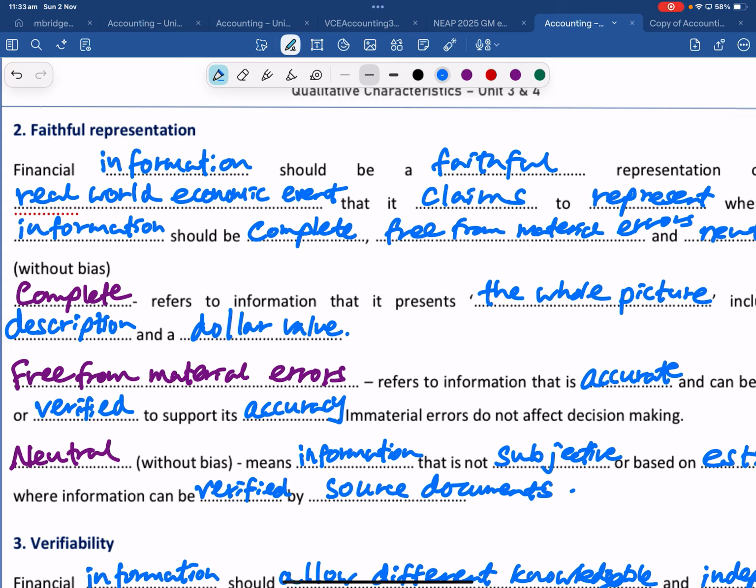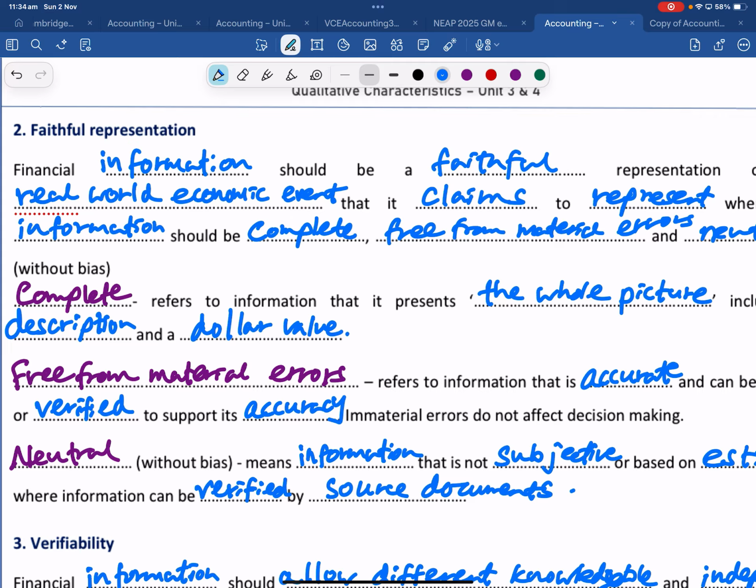What's the second part, guys? Complete. Complete means whatever information we report should have a minimum description and a dollar value. That's the completion. So if you purchase a printer, you say, okay, printer $5,000. That's it. Simple as that.